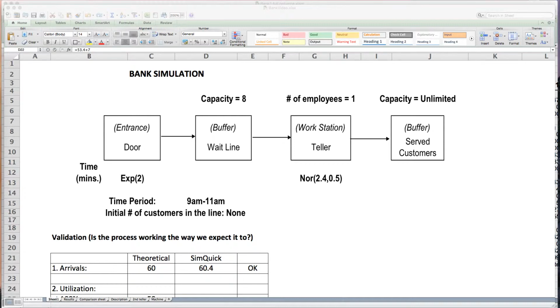So just in terms of good process flow map practice, what you're seeing on the screen right now would constitute good practice. Each activity is listed going left to right. Each buffer or wait line has a capacity attached to it. The door always has the arrival rate listed, and then each workstation will list the number of employees and the processing time per customer. Okay, so when we ran the model the last time, here's the results that we got.